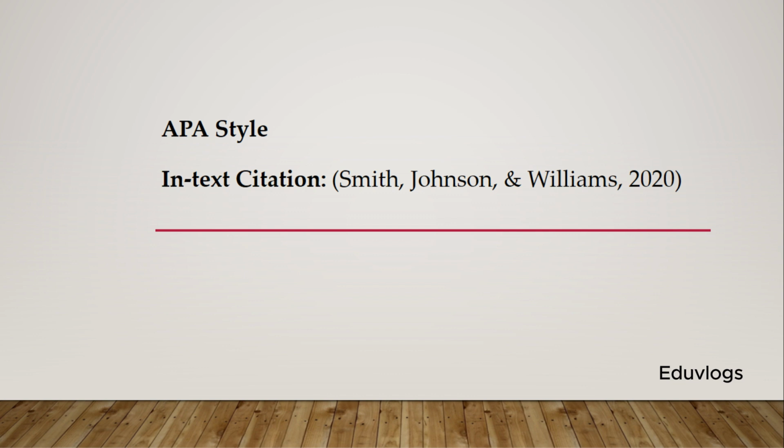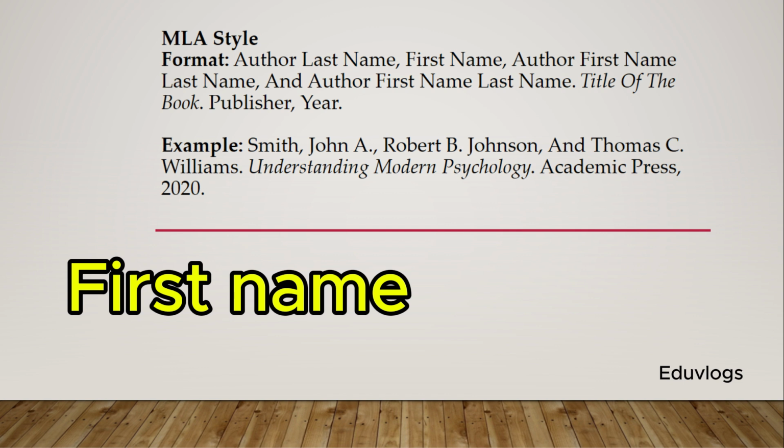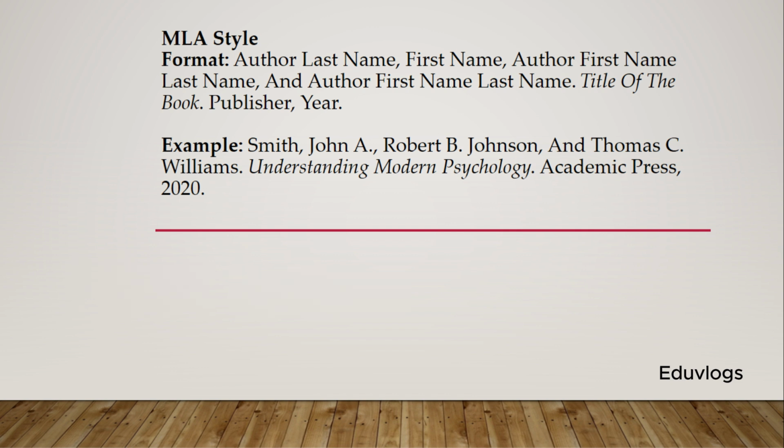Now, following the MLA style of referencing more than two authors who wrote a book, for the first author you will write the last name first, followed by the first author's first name. Then for the second author, you will start with the first name before the last name, and the third author, first name before the last name, title of the book, publisher, and the year.